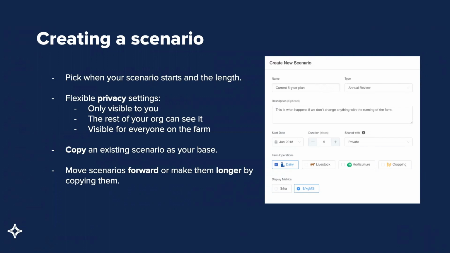One of the most common ways to set up a scenario is to build a base for how things are running now as a current 5-year plan, and then copy that existing scenario as your base. You can move them forward, so we can start in, say, 2018 and then move them through to 2019. Or you can make them longer, so you can increase the duration. You can't move it backwards and you can't shrink them.